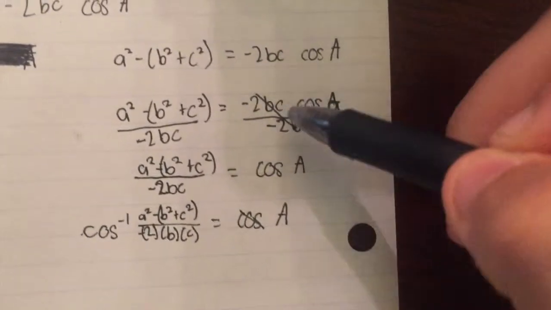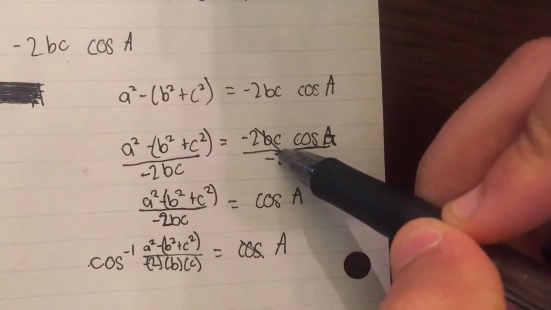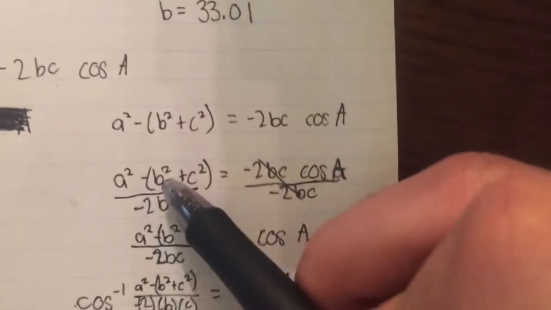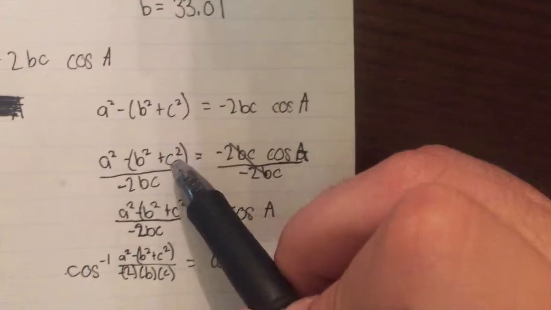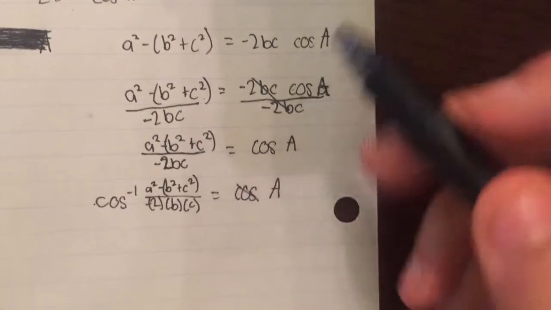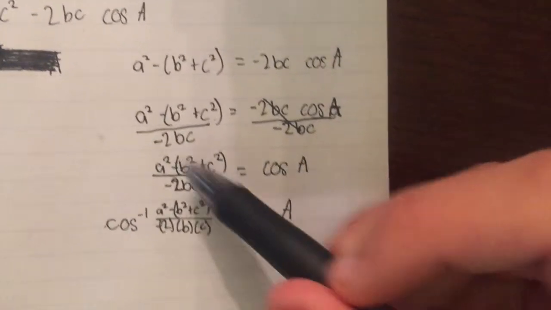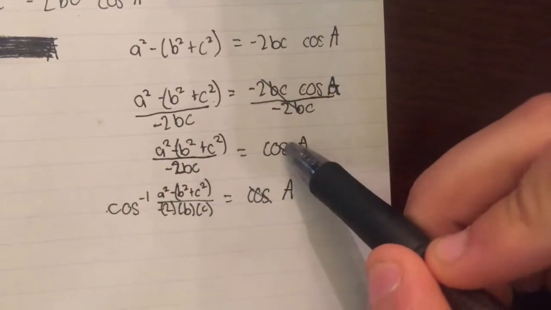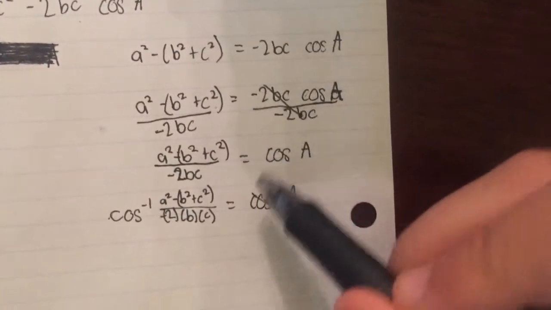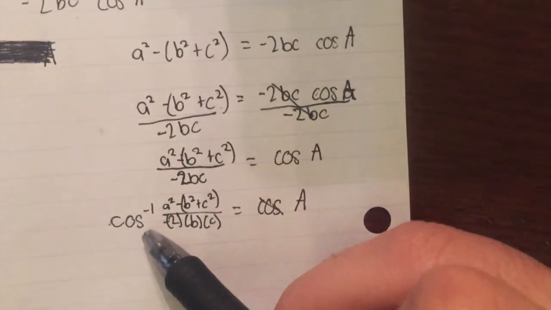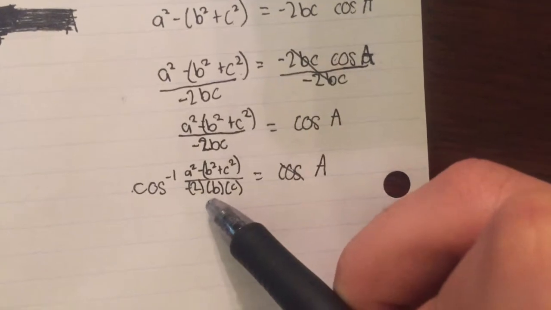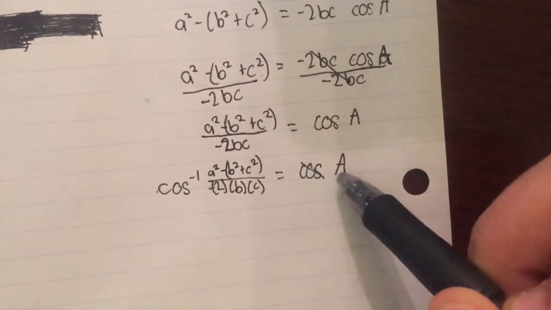Now, next step, you're going to want to take your negative 2bc and divide it to both sides, which will give you a squared minus the quantity b squared plus c squared all over negative 2bc. Now, for your final step, you're going to want to take the inverse cosine to both sides so we could get rid of this cosine and get A by itself on the right hand side. So that'll end you up with the inverse cosine of a squared minus quantity b squared plus c squared all over negative 2 times b times c, and that'll give you your A value.